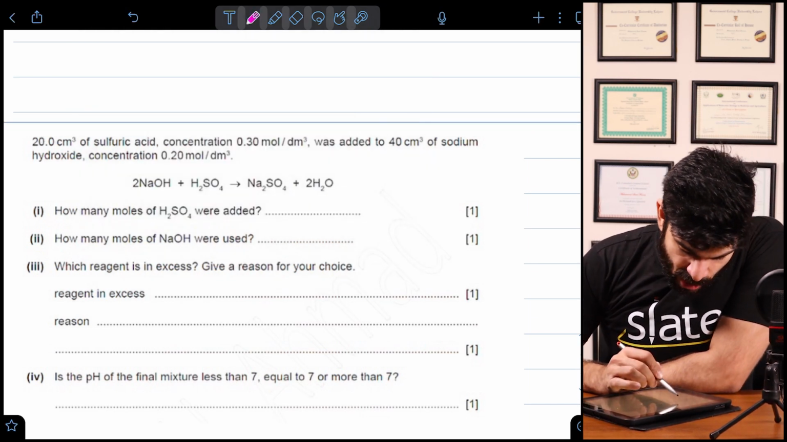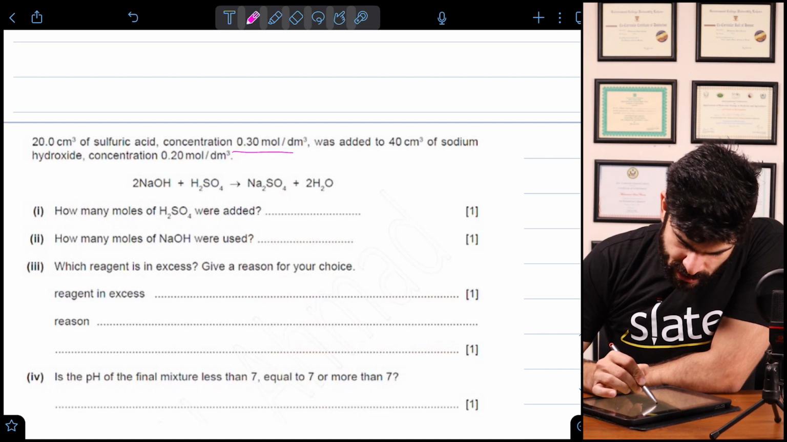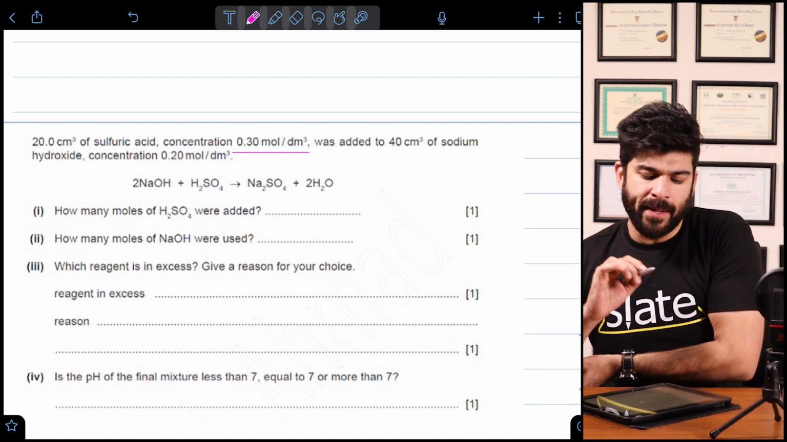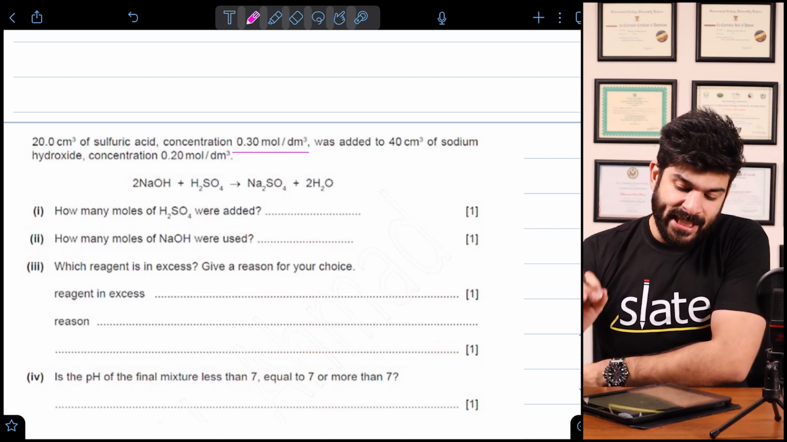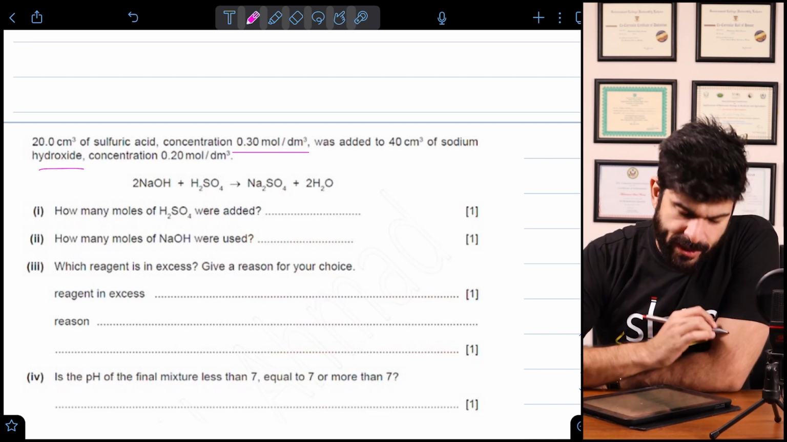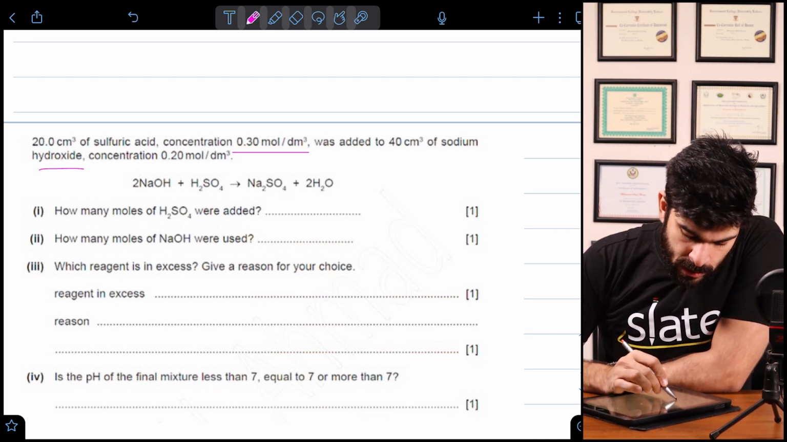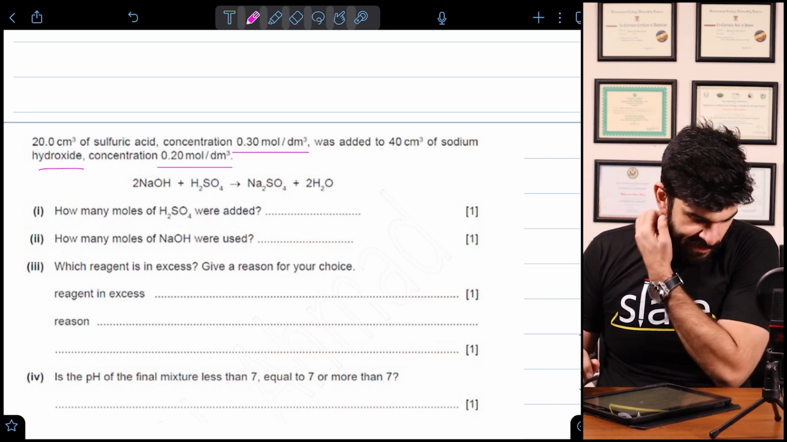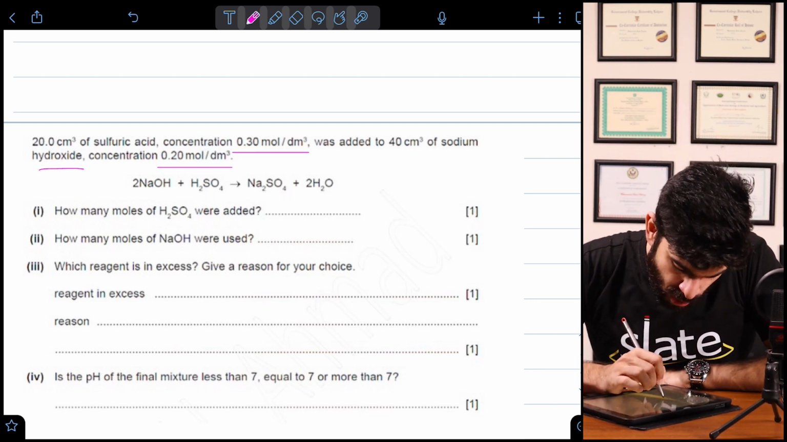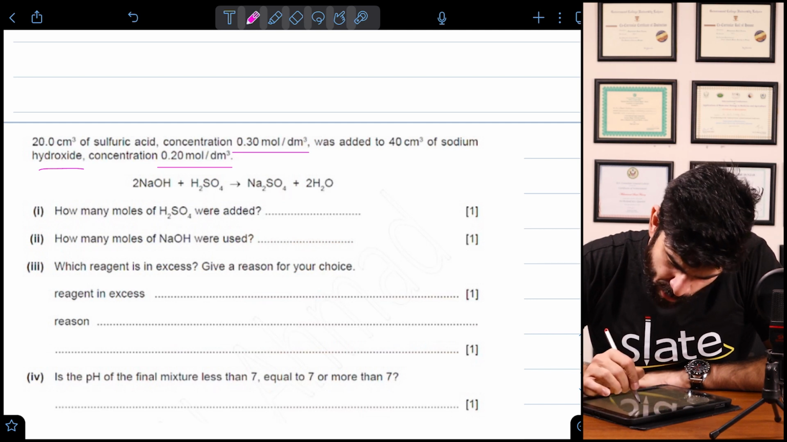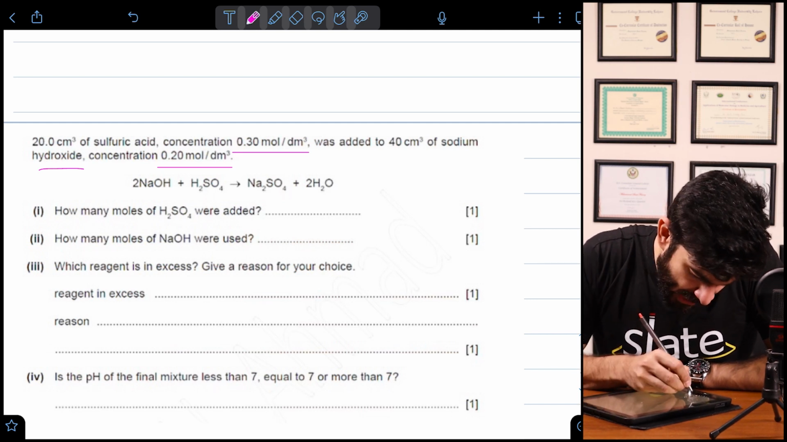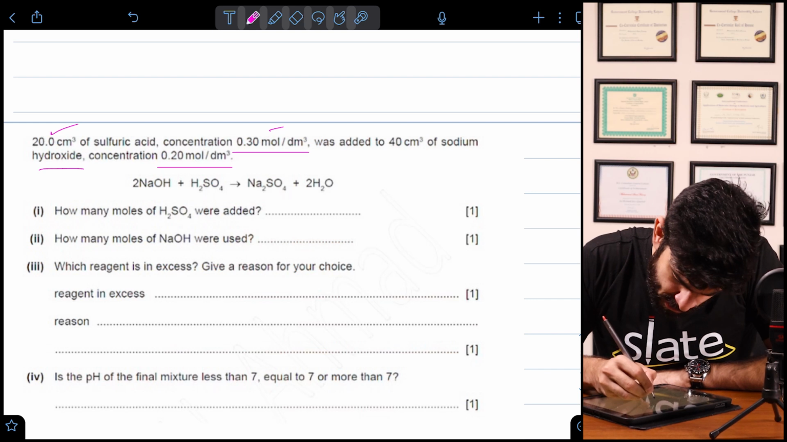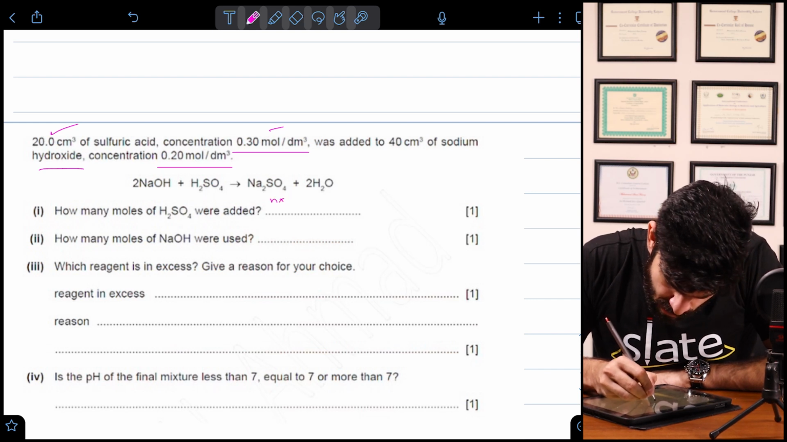So 20 cm³ of sulfuric acid, and the concentration is given to us as 0.03 mol/dm³, was added to 40 cm³ of sodium hydroxide. And the concentration is given. So let's calculate the moles of both of them. How many moles of H2SO4, which is sulfuric acid, were added? We have the volume, we have the concentration. So n equals C into V.